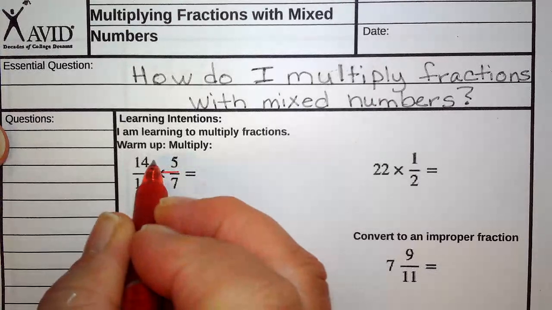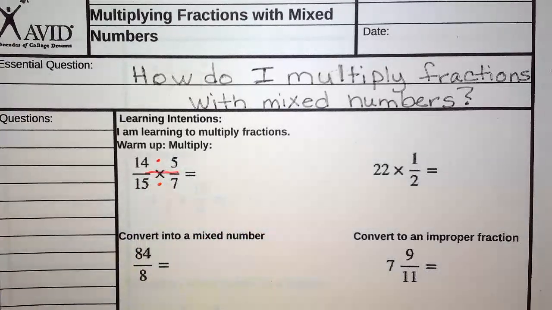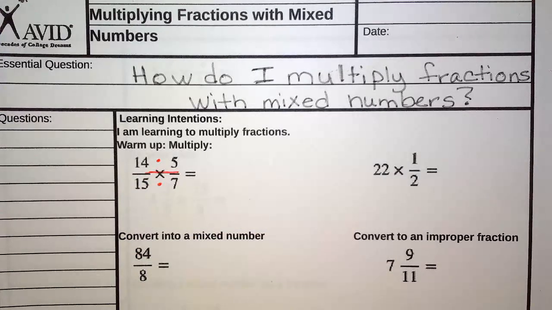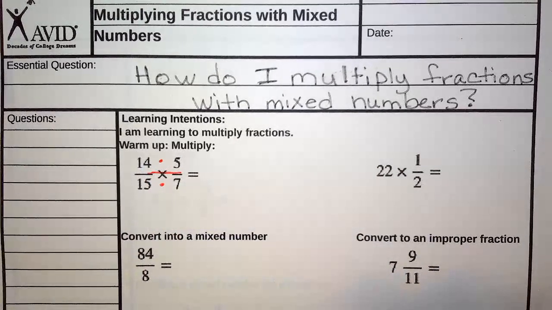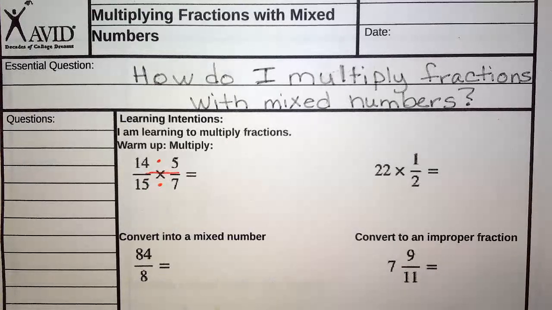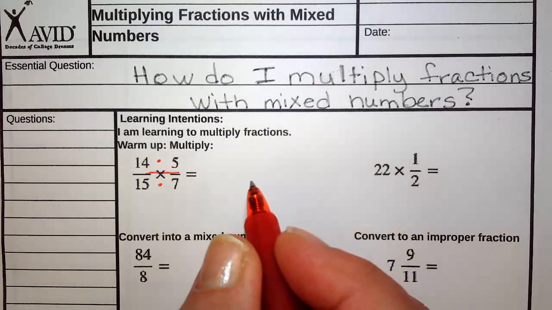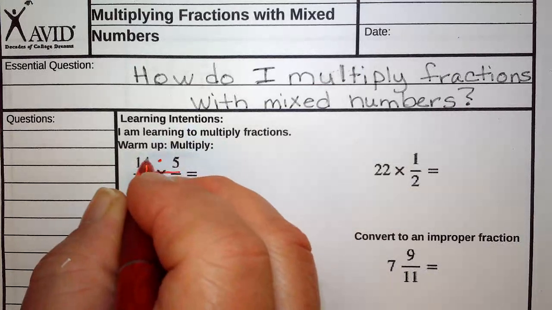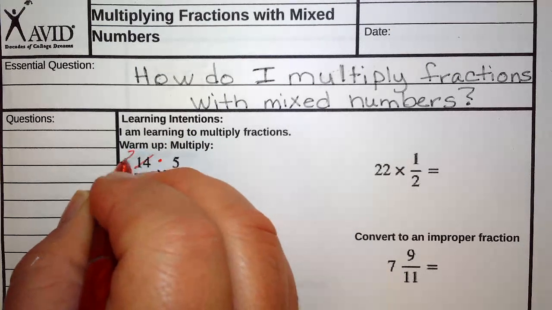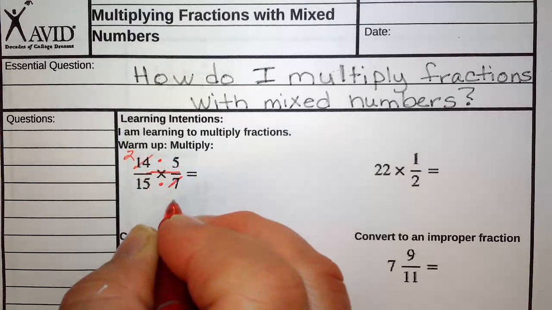If I extend this out, then I'm multiplying top and bottom. I see 14 and I see 7. 7 is a factor of 14, so I can divide 7 out of the top and bottom, the numerator and the denominator. 14 divided by 7 is 2. 7 divided by 7 is 1.